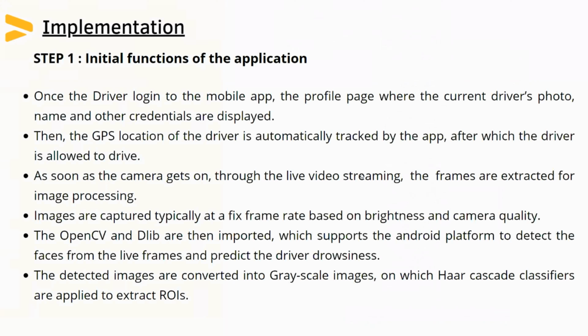So this was the initial implementation which I explained before. After logging in, it will display the credentials of the driver, and it will try to track the location as well, where the driver is driving and things like that. As I told you, it will capture live video streaming. This is done with the help of the Haar cascade classifier, and these images were first converted into grayscale images on the region of interest.